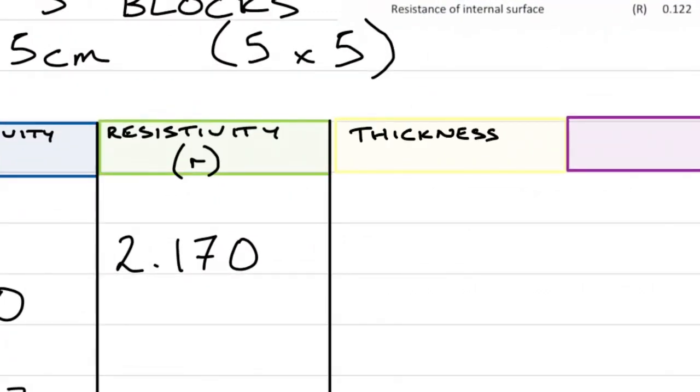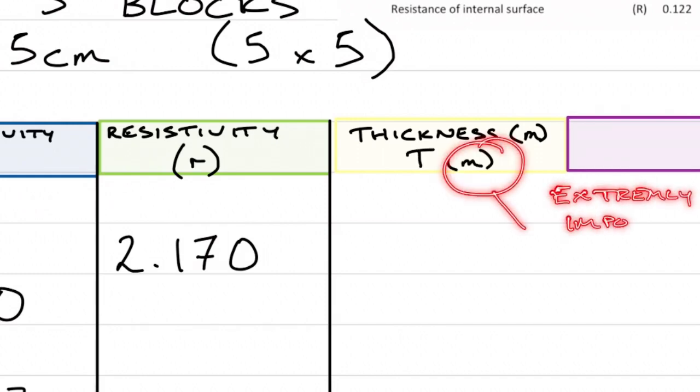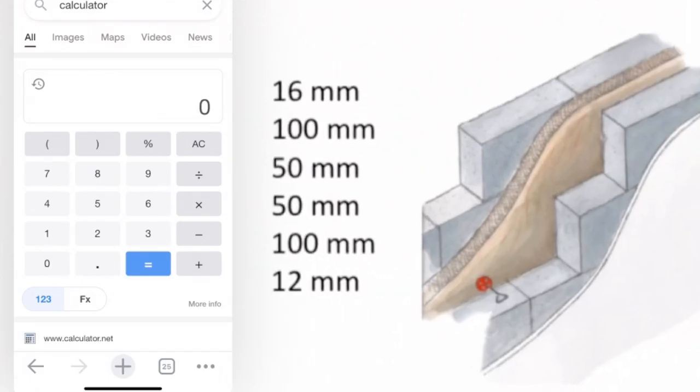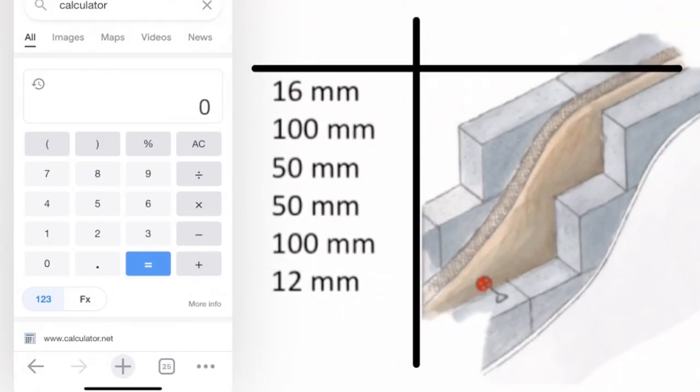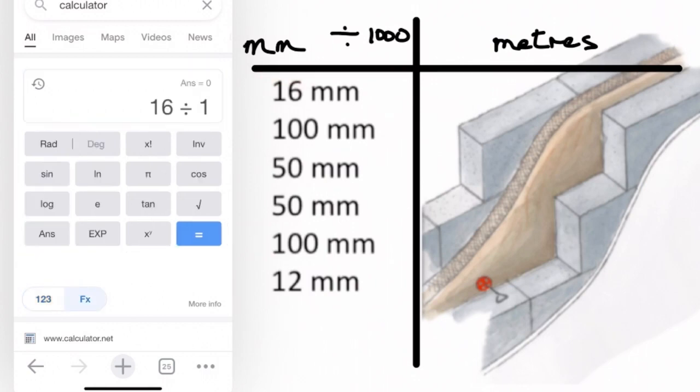And thickness, but it's in meters, which is probably the most crucial part for this table. Extremely important. And I'm going to zoom in on thickness in millimeters, and we're going to convert it to meters. So divide by 1000. I have the calculator beside me, but you can do 3 dots to the left.